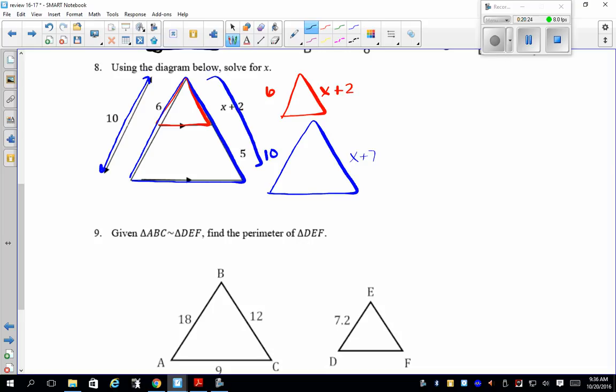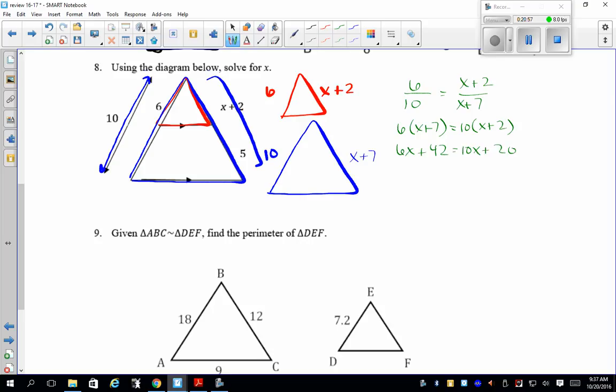All right, and now to solve for x, I'm just going to set up a proportion. And I'm going to use the two corresponding sides. 6 over 10 equals x plus 2 over x plus 7. I need to cross multiply, so 6 times x plus 7 equals 10 times x plus 2. I'm going to distribute: 6x plus 42 equals 10x plus 20.